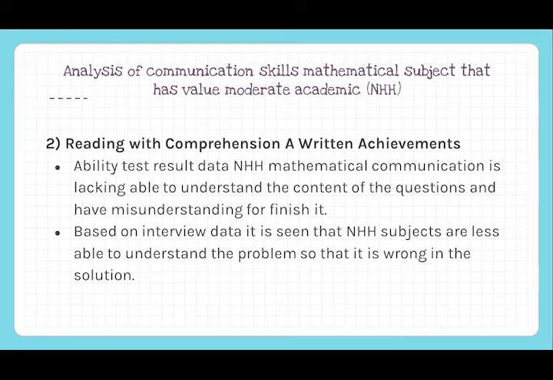Second, reading with comprehension or written achievement. The ability test result data show that HH's mathematical communication is lacking; the subject is not able to understand the content of the question and has a misunderstanding in finishing it. Based on interview data, it is seen that the HH subject is less able to understand the problem so that it is wrong in the solution.